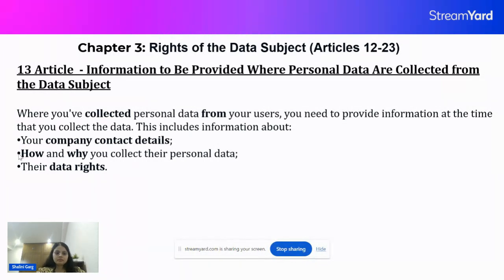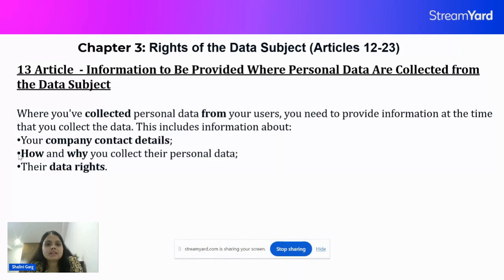Now, the controller must provide the information within a reasonable period, but not later than 1 month. I have already told you that there is a 1 month period. For example, if I have exercised my right, the controller has to fulfill my right within 1 month from the request, and at least at the time of first communication or first disclosure to another recipient. Now, if the controller wants to process data for some other purpose, or some other relevant information is required, then also they have to ask me.